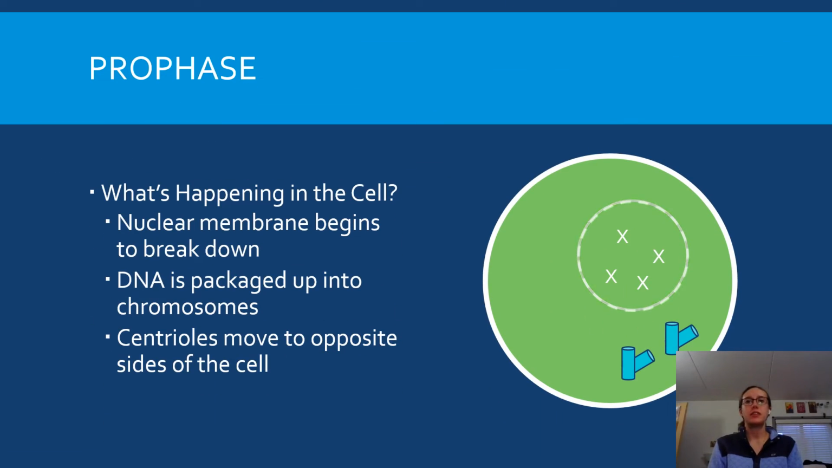So I just want to talk to you guys about the different stages by which this happens. So how does that one cell form these two different cells? The first stage is prophase.